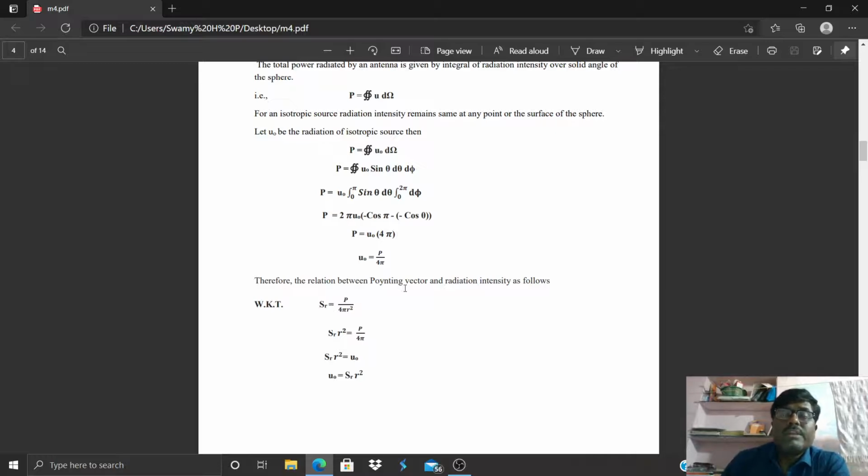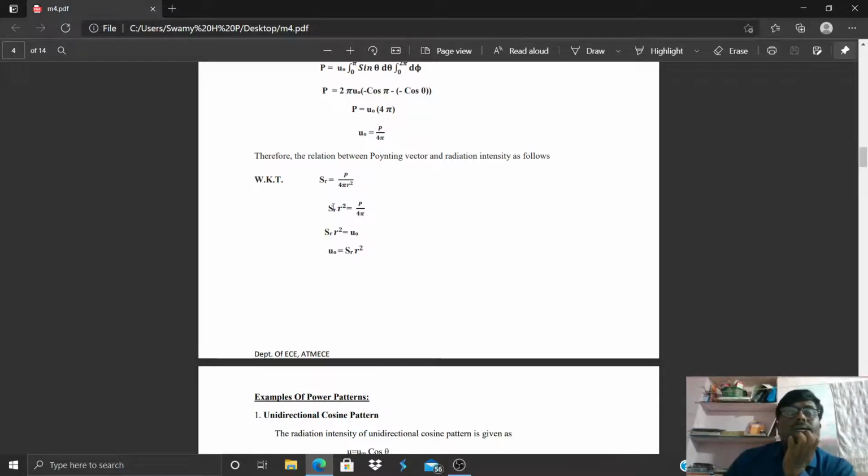Therefore, the relation between Poynting vector and radiation intensity is as follows. We know that the power density Sr is equal to P divided by 4πr². You multiply this by r², so the left side is Sr into r², and on the right side only P divided by 4π remains. That can be represented by U naught. So U naught is equal to Sr into r². This is how you have the power density and radiation intensity relation.